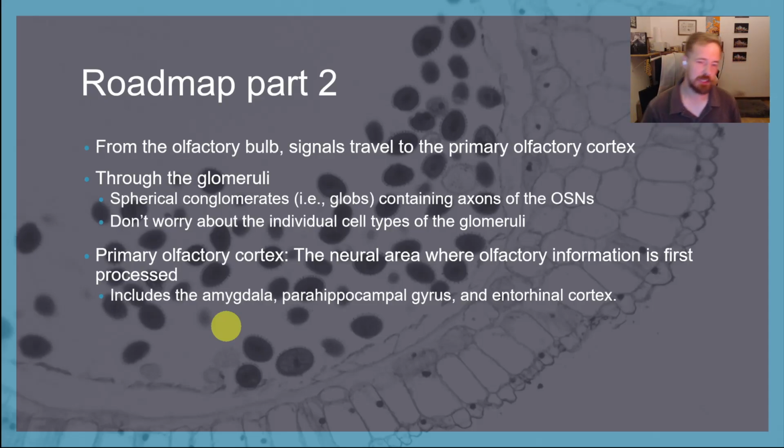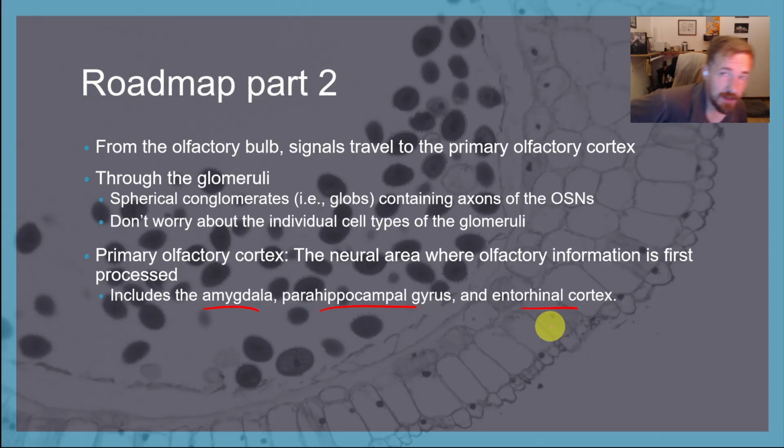Here's the interesting thing about the primary olfactory cortex. It's actually a collection of areas, like a chain of areas. It's not like vision, where we had V1, and it's not like hearing, where we had the A1. It's not like touch, where we had the somatosensory cortex. The primary olfactory cortex is a collection of other pieces of anatomy, and those are the amygdala, the parahippocampal gyrus, and the entorhinal cortex.